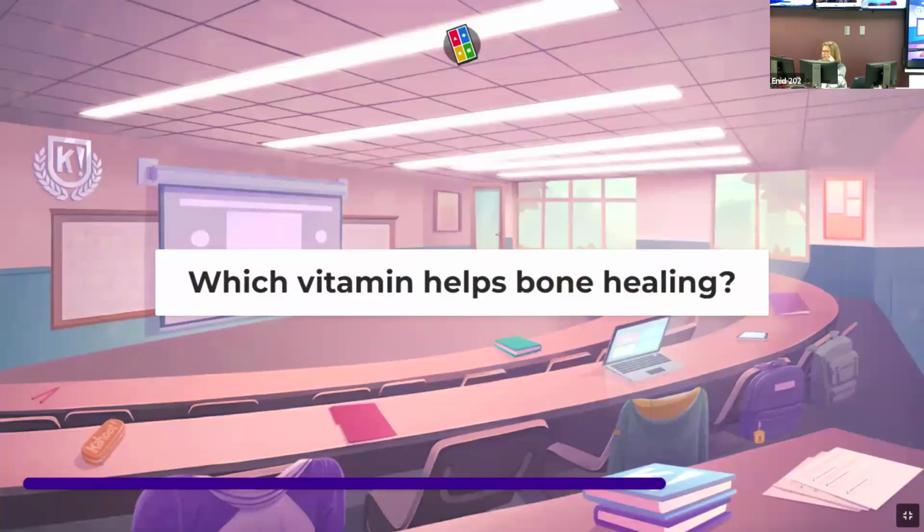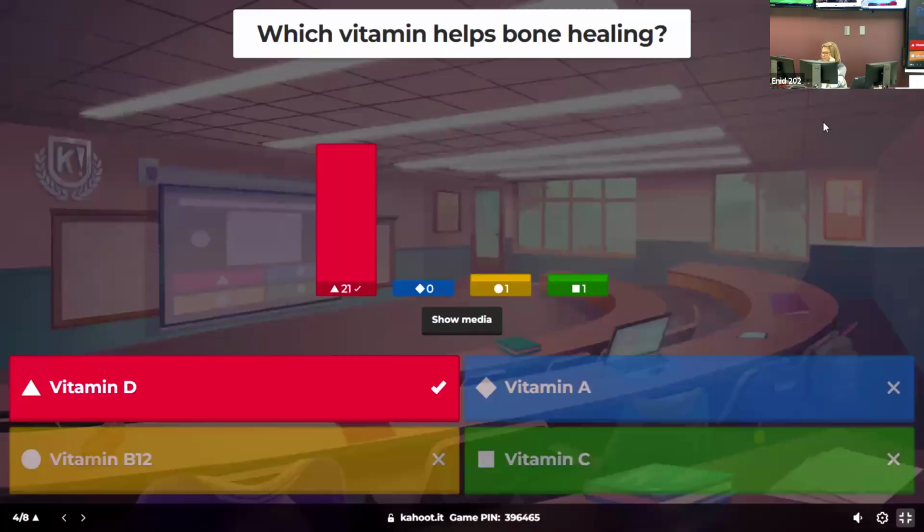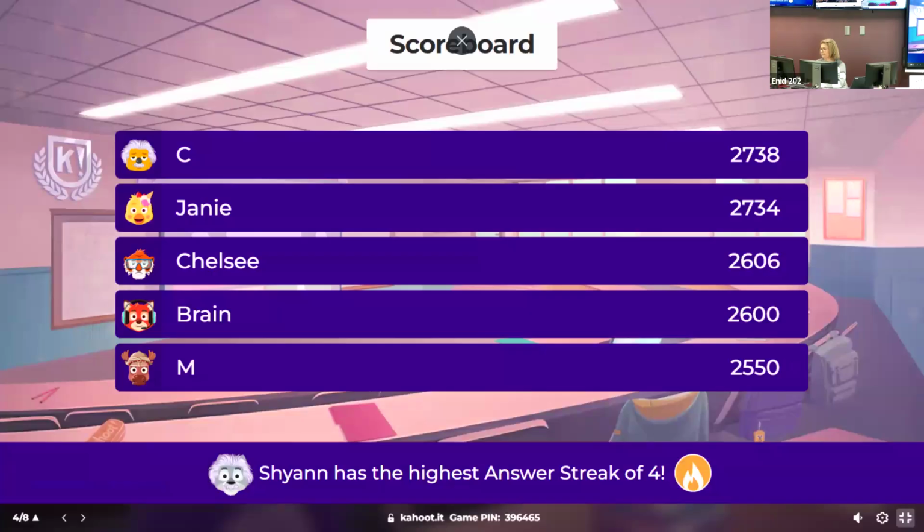Which vitamin helps bone healing? I don't know this one. Very good. Vitamin D. And you have to have vitamin D to absorb calcium. Good job.